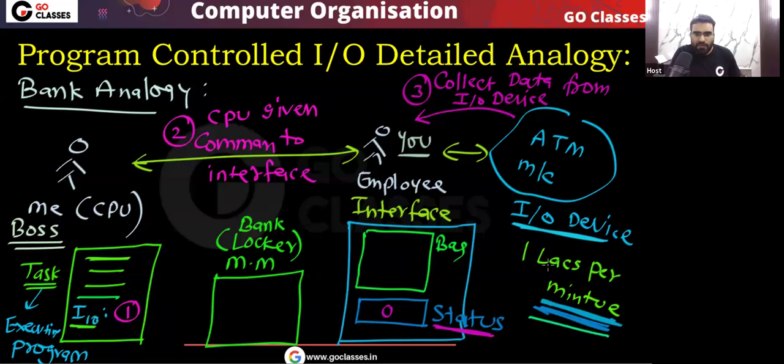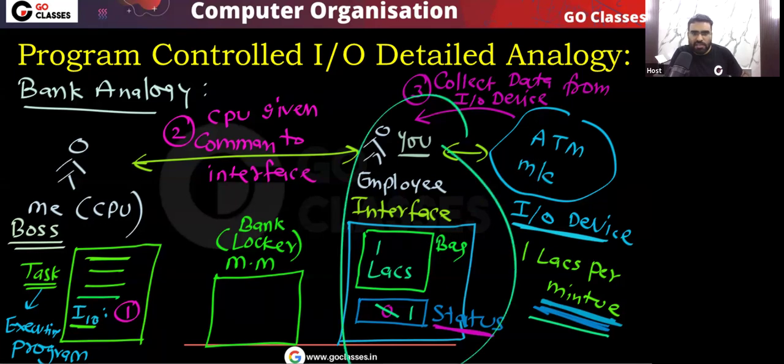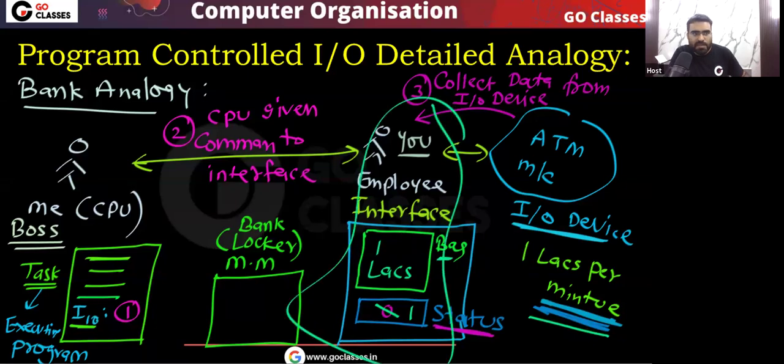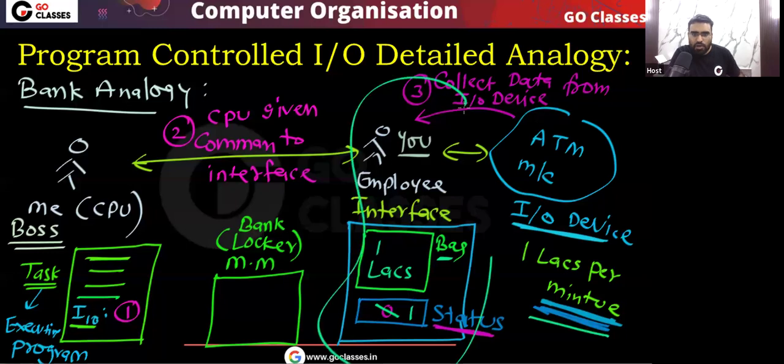Then tell me, after 1 minute, what will happen? This will become one. Yes or no? After 1 minute, the 1 lakh rupees will come here, the data will come in the data register. So after 1 minute, this interface will collect the data, and 1 lakh rupees will come in the bag, in the buffer. And this interface, you are the employee, will make this status bit 1. One means the data is ready now.